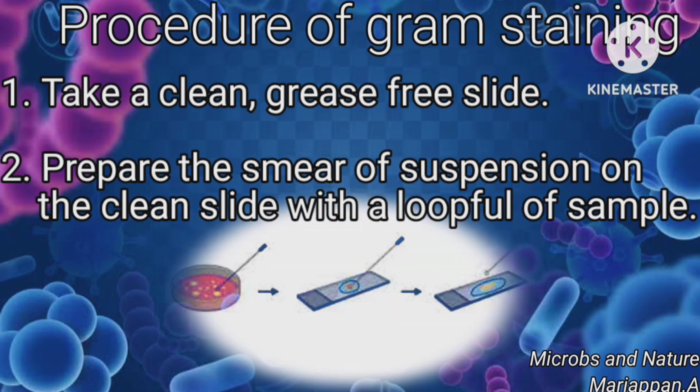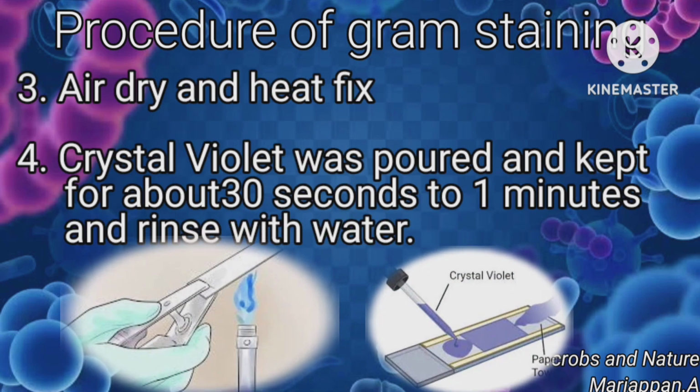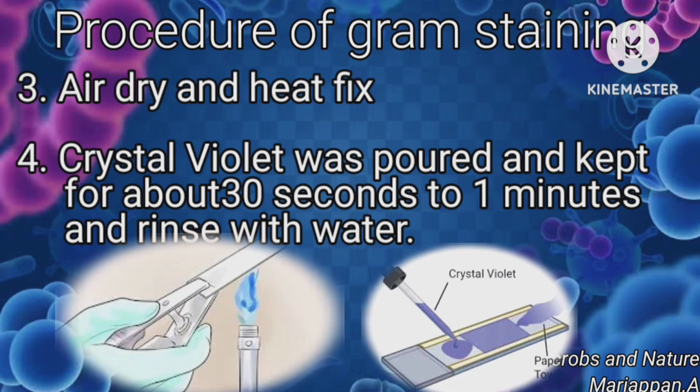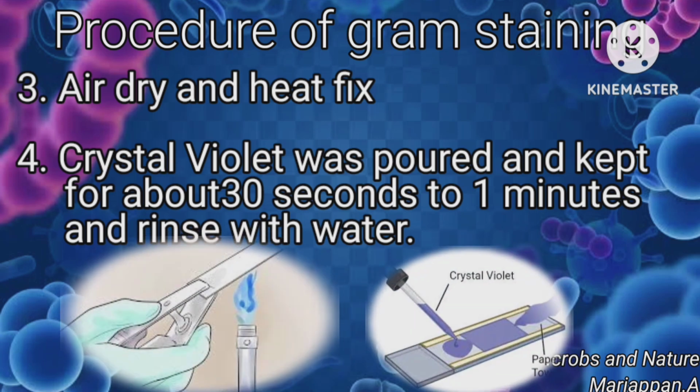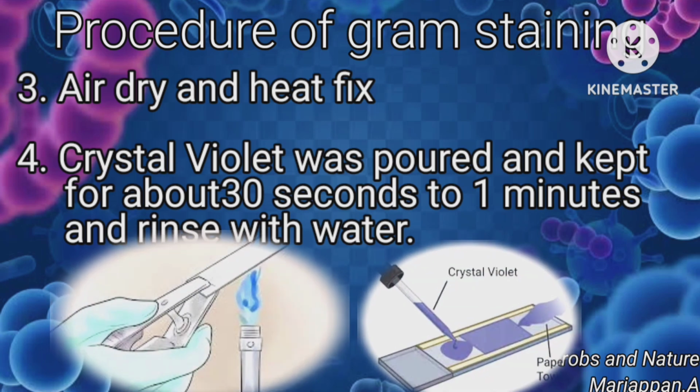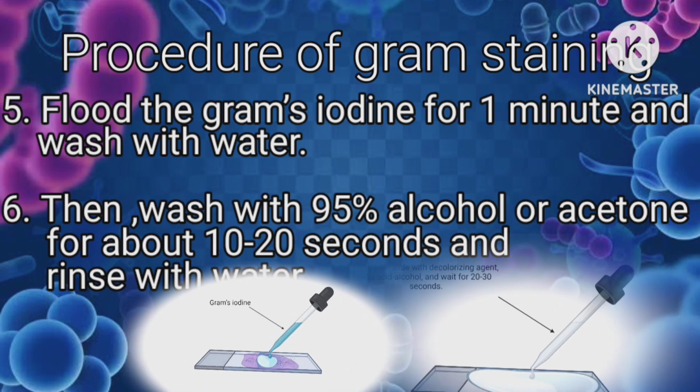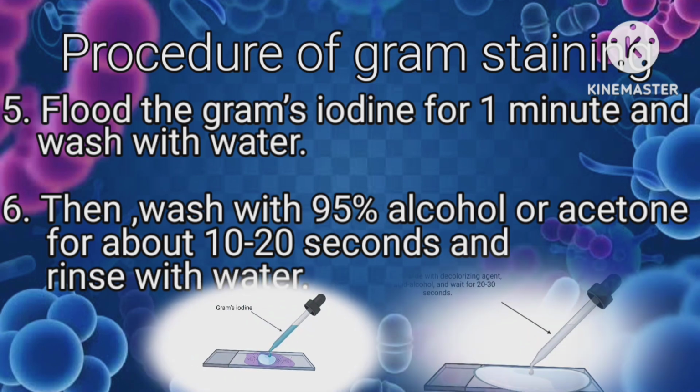Second, prepare the smear of suspension on the clean slide with a loopful of sample. Third, air dry and heat fix. Fourth, crystal violet is poured and kept for about 30 seconds to 1 minute and rinsed with water. Fifth, flood with Gram's iodine for 1 minute and wash with water. Sixth, wash with 95% alcohol or acetone for about 10 to 20 seconds and rinse with water.